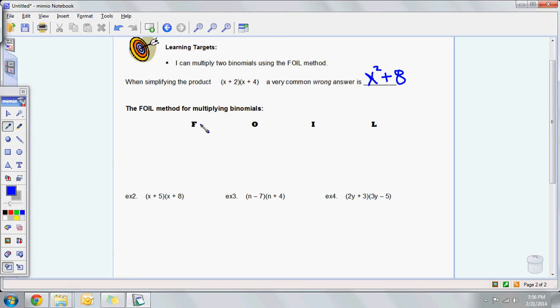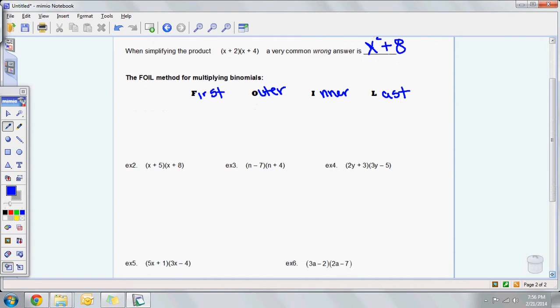If you remember from last year, the F is going to stand for first, the O is going to stand for outer, the I is going to stand for inner, and the L is going to stand for last. Alright, so we need to remember FOIL, and we need to remember Binomial Bob, which you'll see in a second.